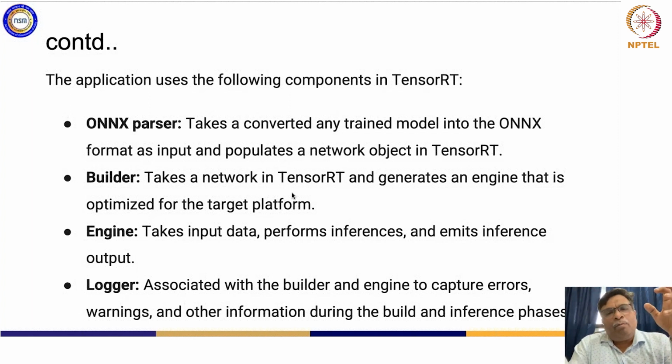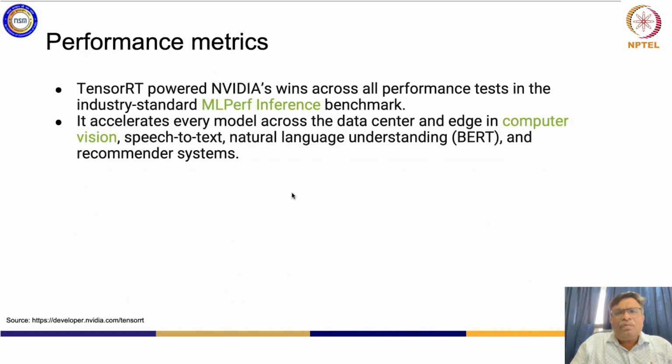for the target platform. This target platform can be anything. So ultimately, you take a network in TensorRT and generate an engine. Similarly, your engine takes input data, performs inferences, and then emits the inferencing output. And the logger tries to give you warnings, capture errors, and how you run everything. So these are the various components of TensorRT.